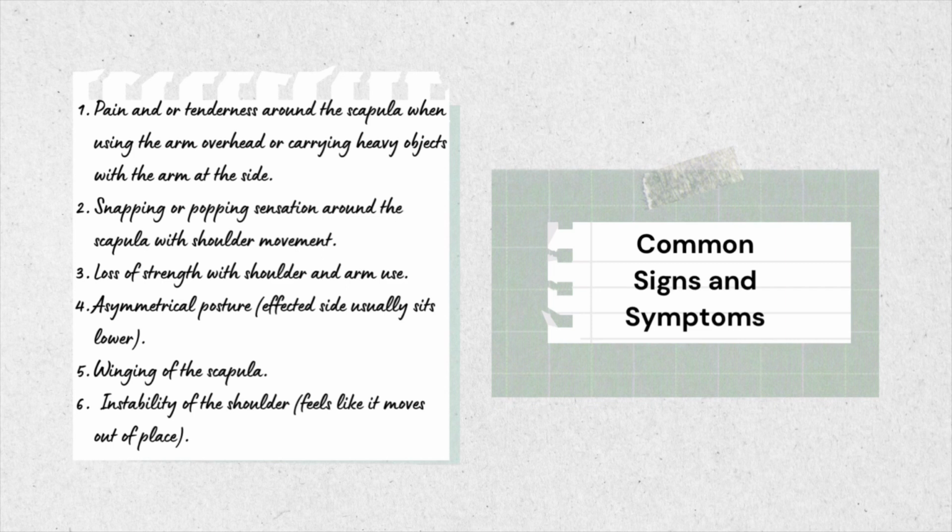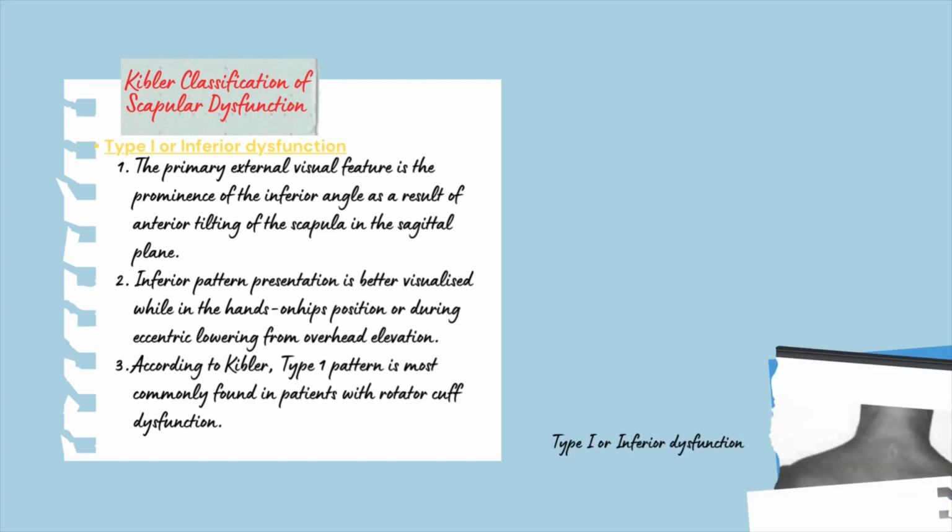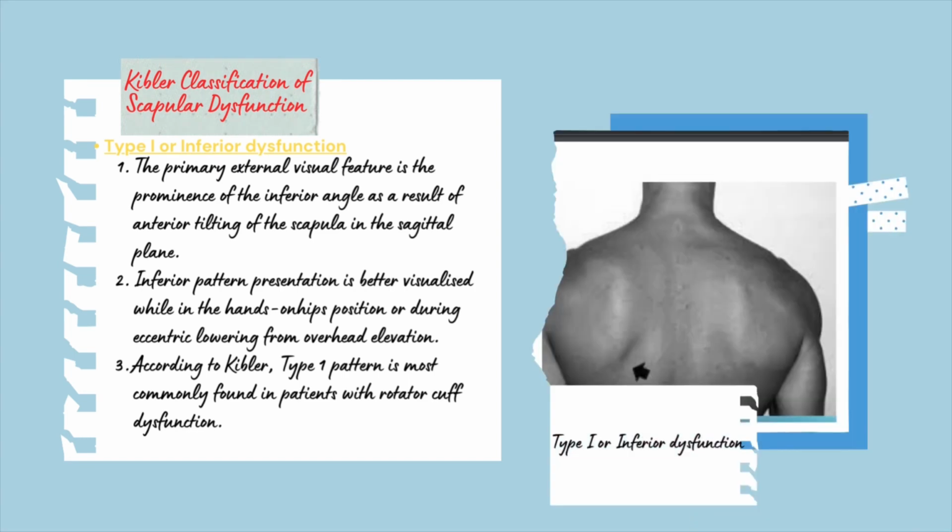Okay, now I will be covering the Kibler classification for scapular dysfunction. There are three types in the classification, starting with type 1 or inferior dysfunction. The primary external visual feature is the prominence of the inferior angle as the result of anterior tilting of the scapula in the sagittal plane. Because of that, the inferior angle becomes prominent.